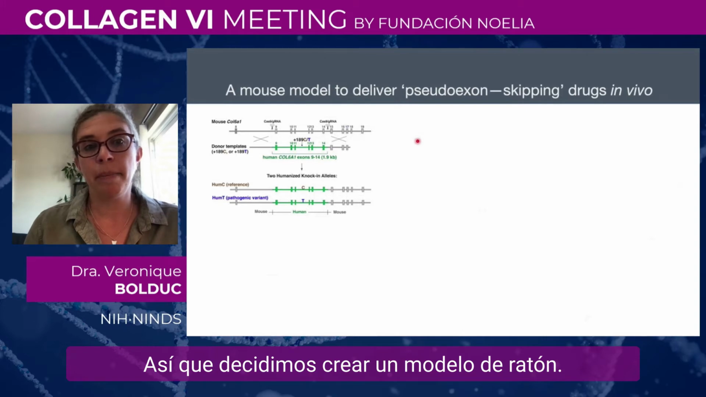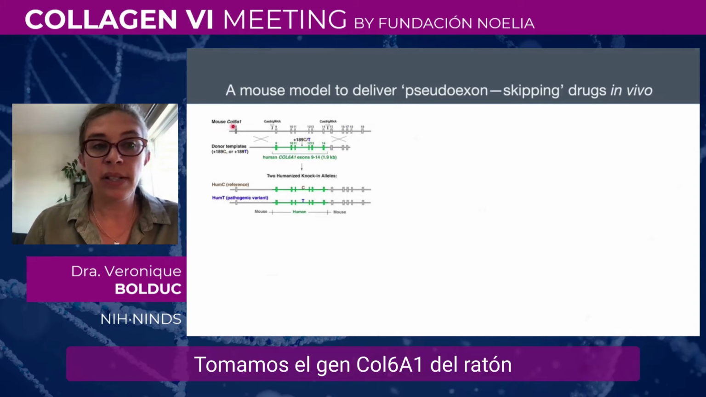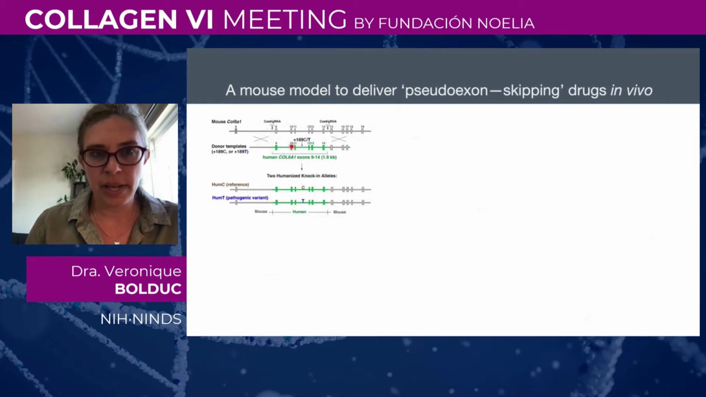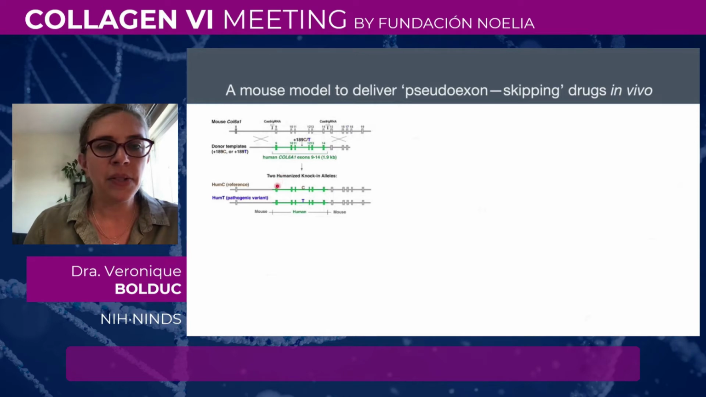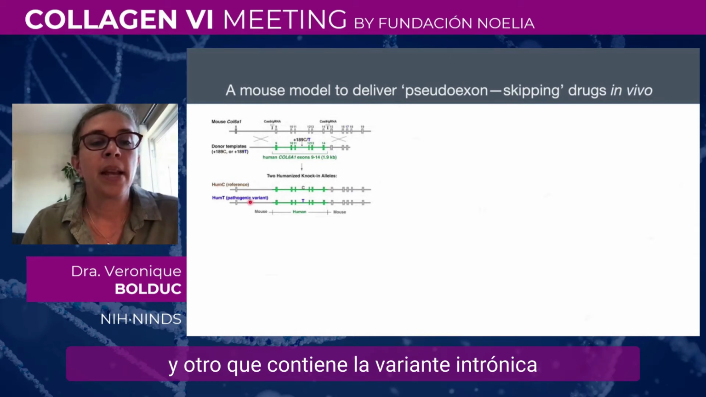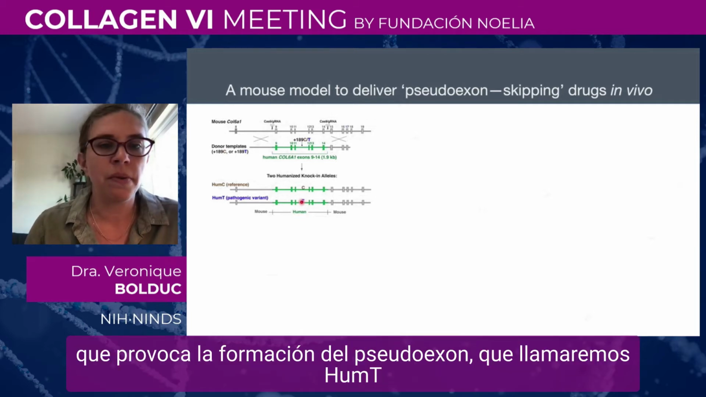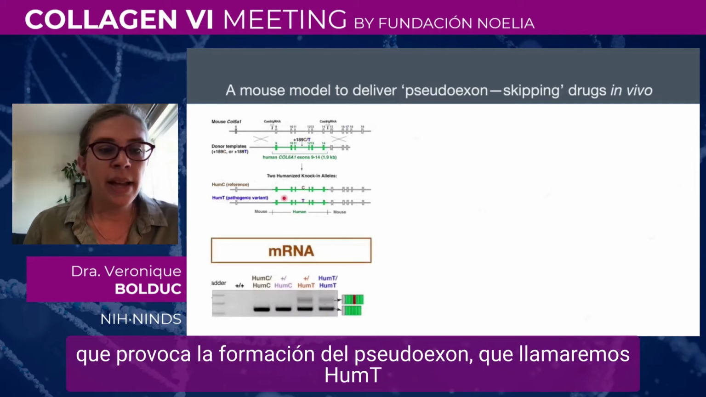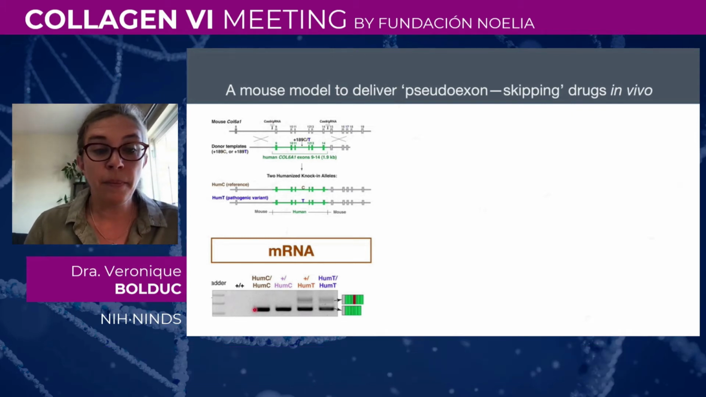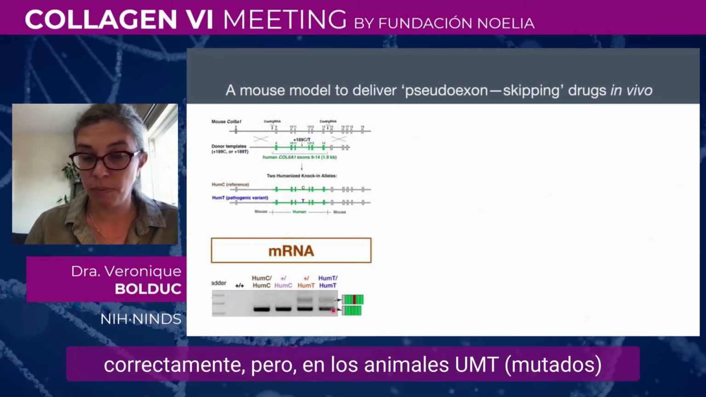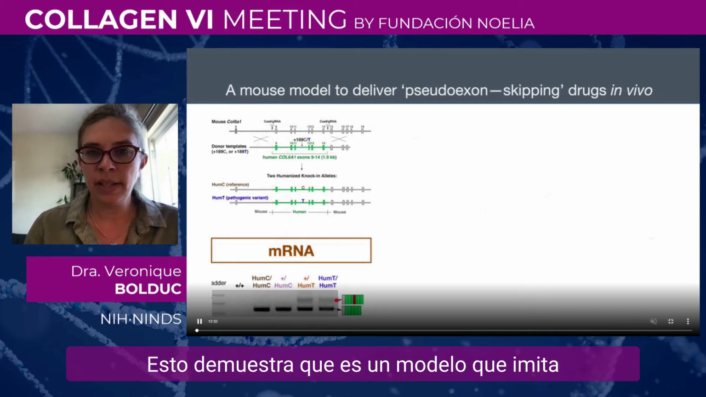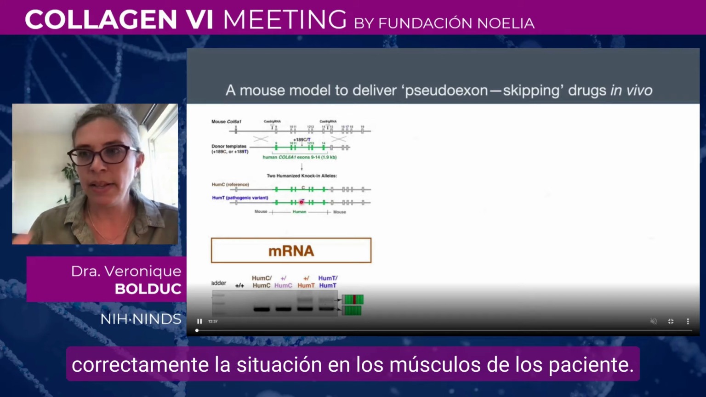Next, we decided to create a mouse model. Here we took the mouse COL6A1 gene, and we replaced a segment of the DNA with the human sequence. And we created two different types of mouse. One that contains the reference or the native sequence that we called UMC, and one that contains the intronic variant that causes the pseudoexon, which we call UMT. First we looked in the skeletal muscle at the mRNA level in these animals. All of the animals splice the human exons properly. But in addition, in the UMT animals, the pseudoexon is expressed. That shows that it's a good model to mimic the situation in patient muscles.